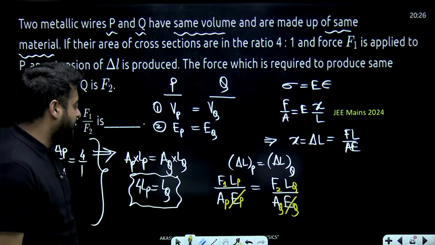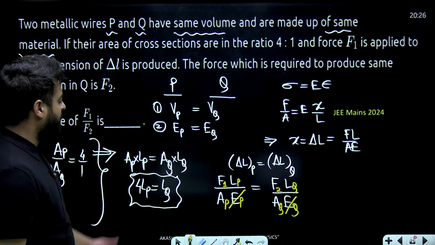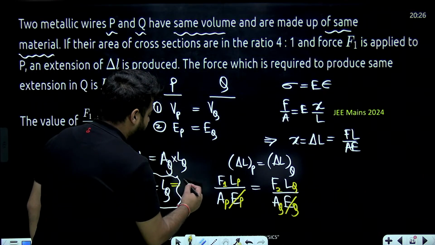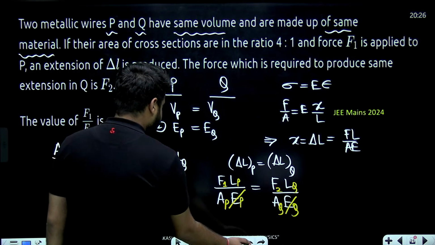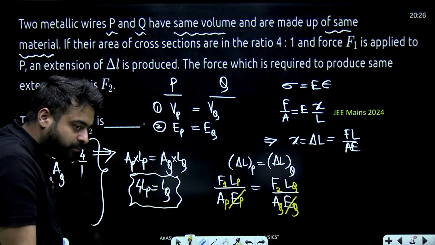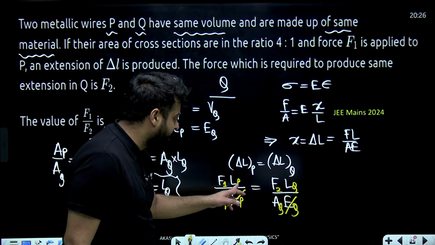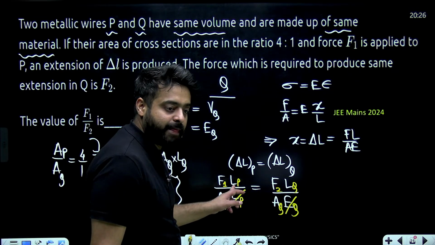When you talk about LP by AP, or you can put directly also, let's suppose LQ is L, then LP is what? L by 4. Simple. Or you can say the LQ by LP is 4. So this is LQ, this is LP.